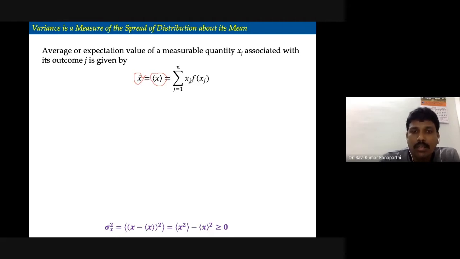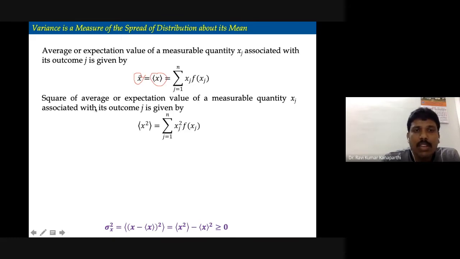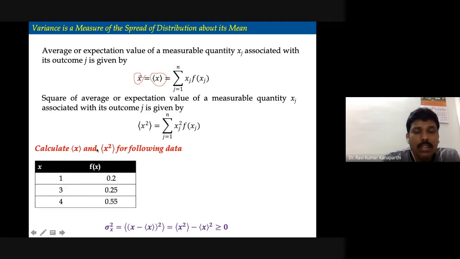Okay, and similarly, the square of the average or the expectation value, the definition is given by sigma j runs from 1 to n, xj square f of xj. So let us evaluate this and appreciate it.